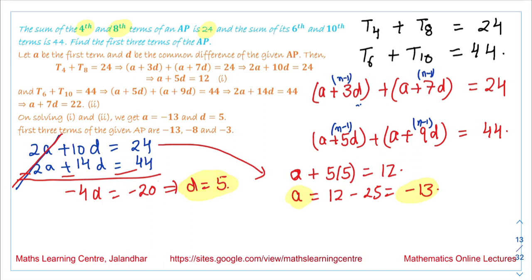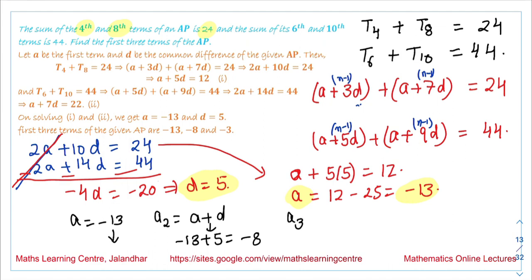Now next what we have to do is find the first three terms of the AP. The first three terms means we are talking about this a is equal to minus 13. This is the first term. Next term a2 will be a plus d, that is minus 13 plus 5, that is minus 8. Next a3 will be a2 plus d, so that is minus 8 plus 5, that is equal to minus 3. So the first three terms we have are minus 13, minus 8 and minus 3.